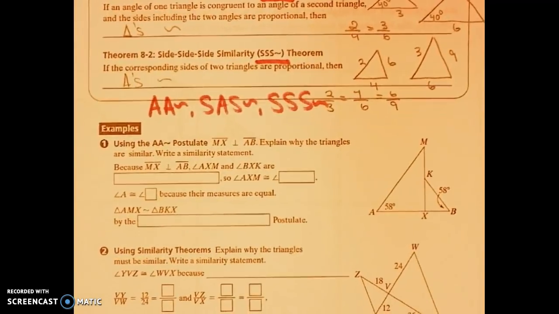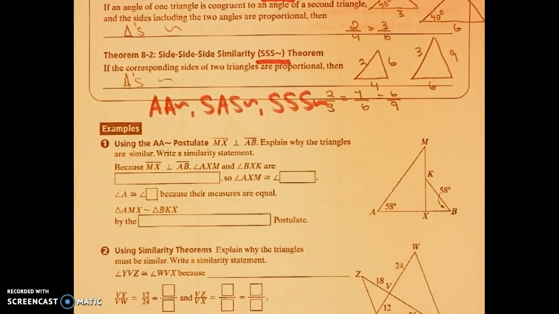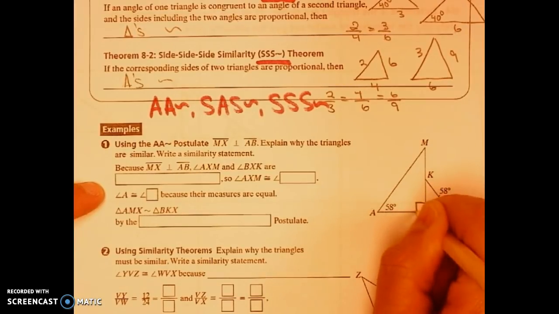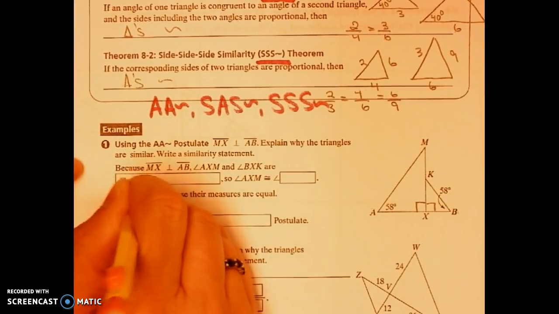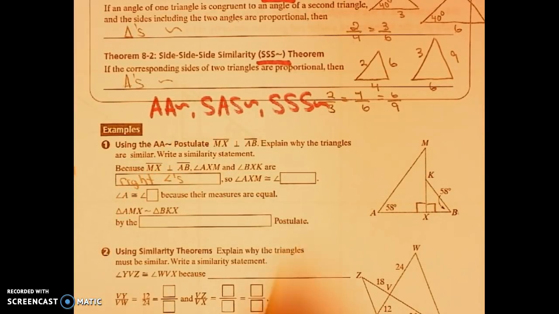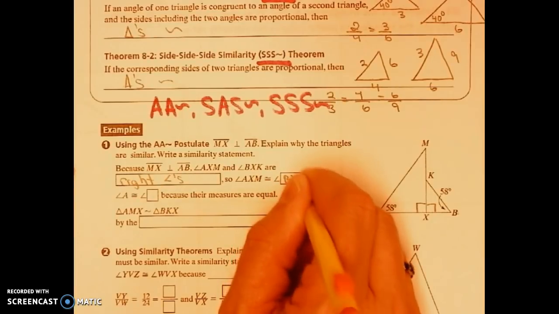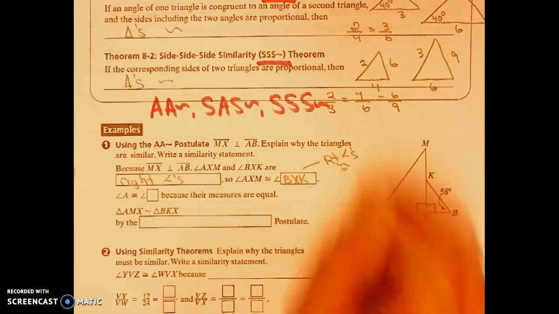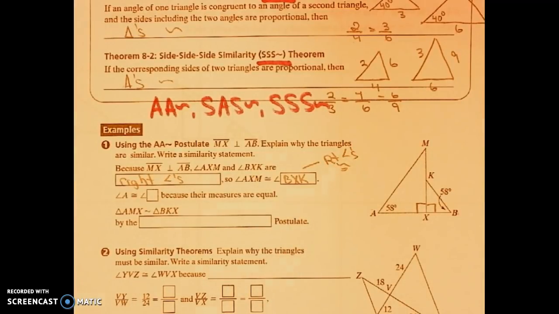Let's take a look at a few examples then. Number 1, it wants us to explain why the triangles are similar. We've been given MX is perpendicular to AB. That means both of those angles are right angles. And because they're both right angles, that also means that we know those angles are congruent. Remember, we have a theorem that says right angles are congruent.